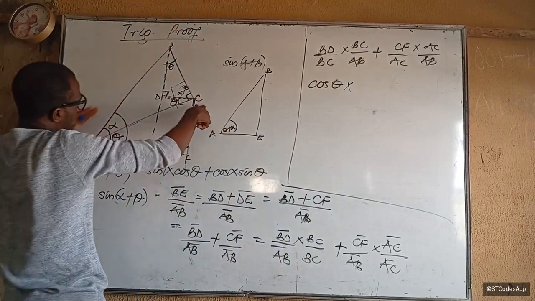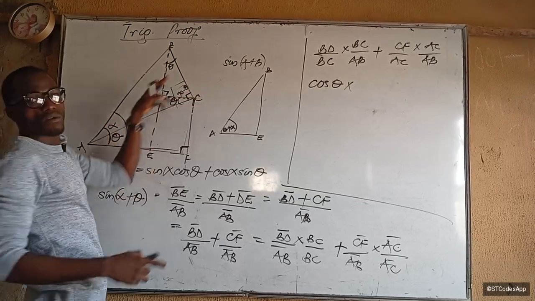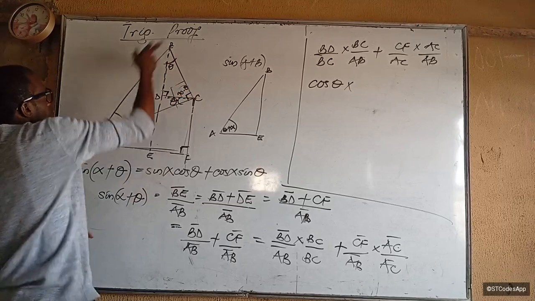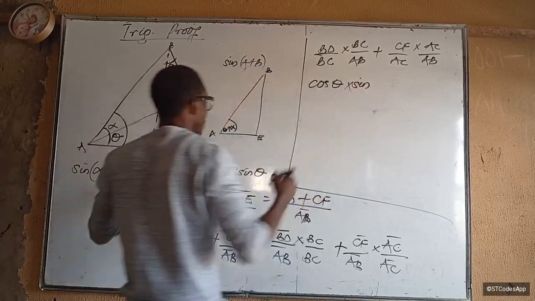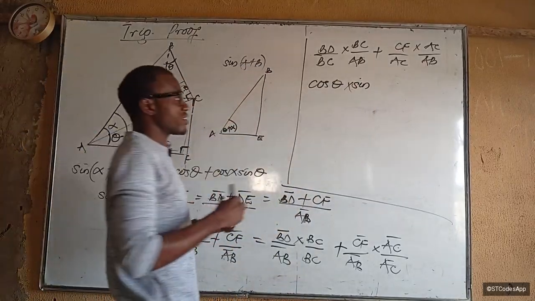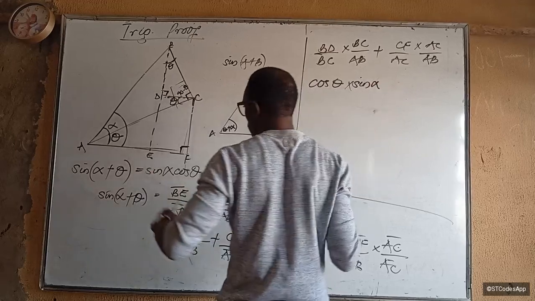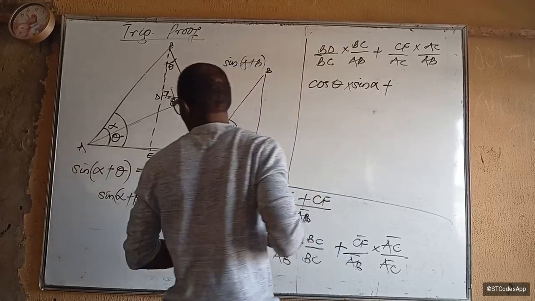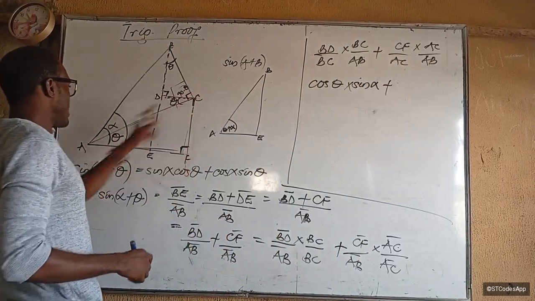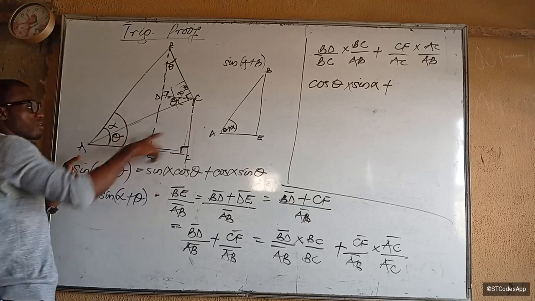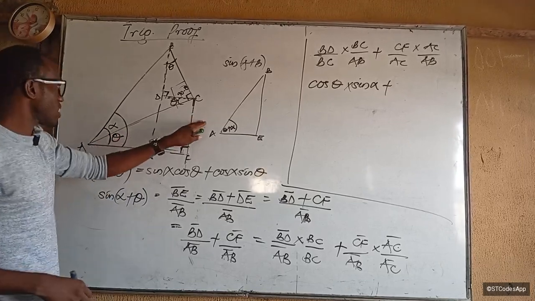Now, of this bigger triangle here, BC is opposite of angle alpha. So it will be opposite over hypotenuse. Opposite over hypotenuse is sine of alpha. Then plus CF. CF is this place over AC. So CF is opposite of angle theta. So that will be sine theta.